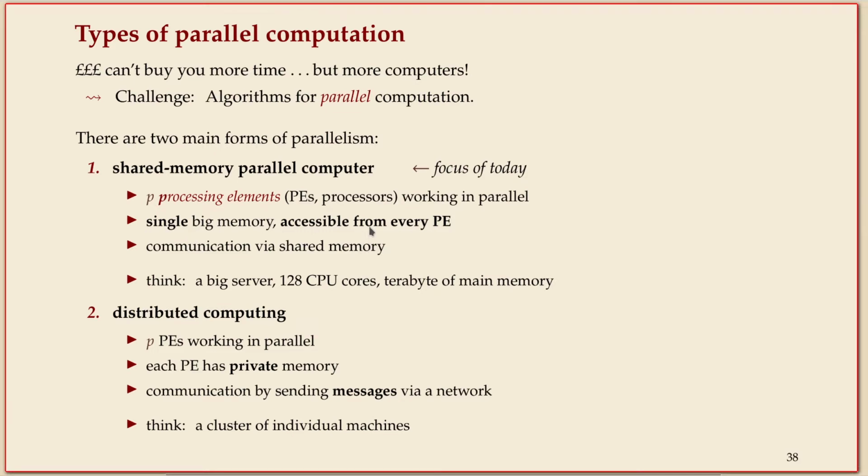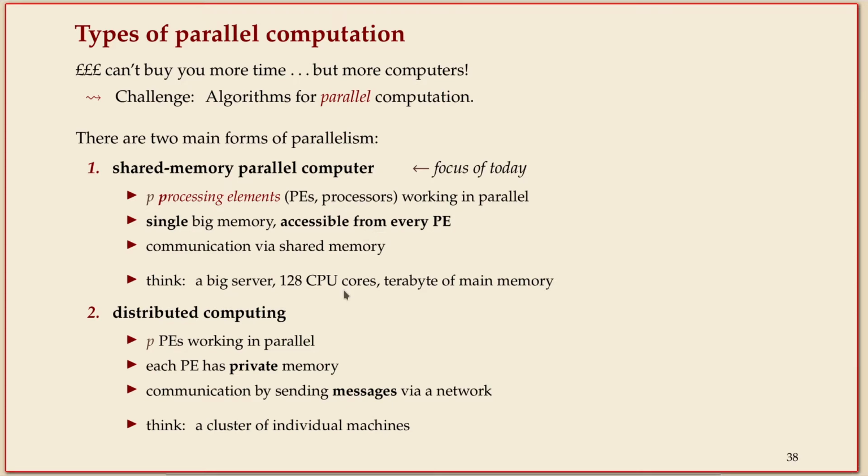And this is the only way that the processing elements can communicate. They share this memory, so they can write certain values to specific memory locations, and then another processing element can read from there, and that's how they learn something about the other computation.